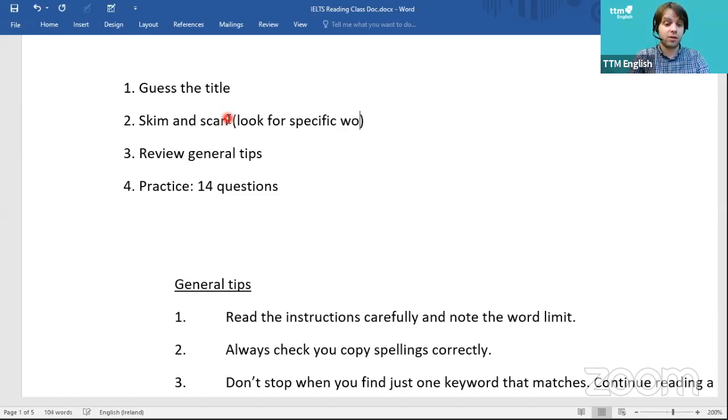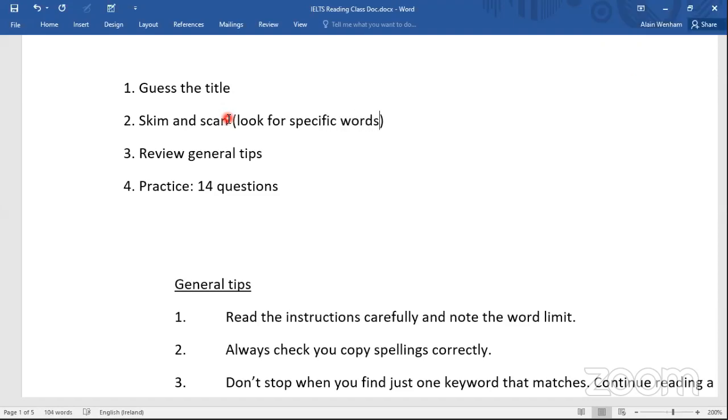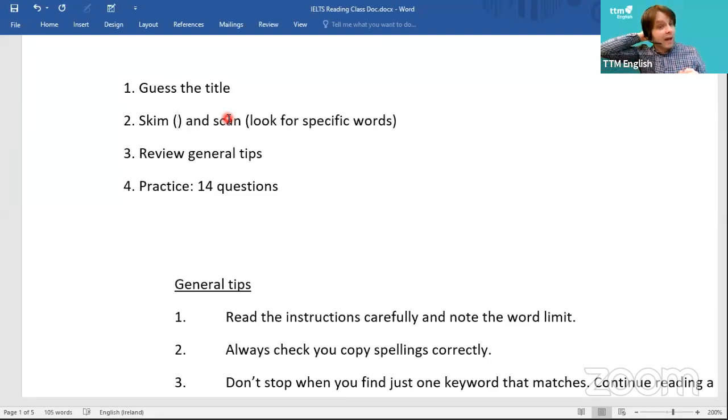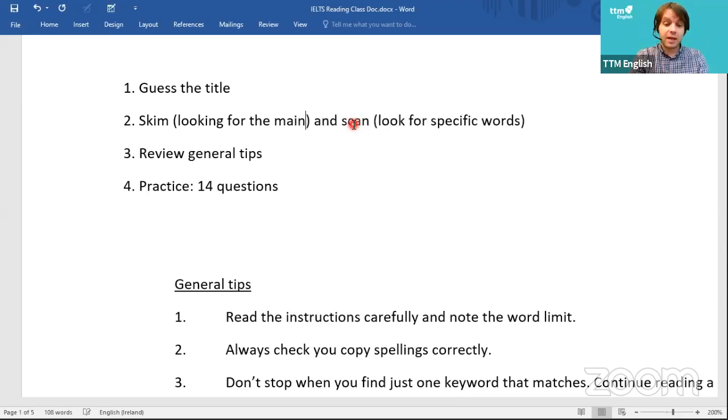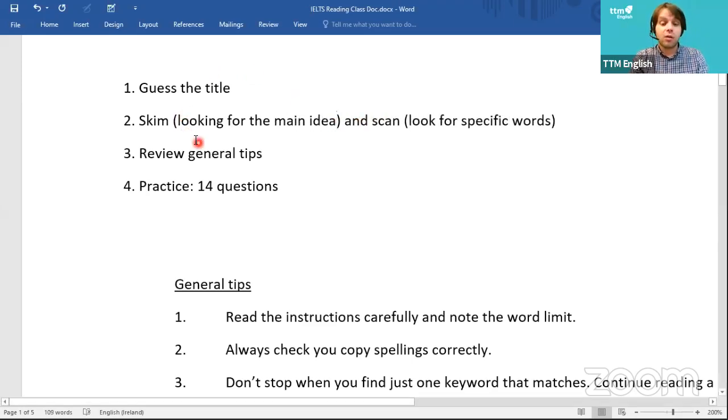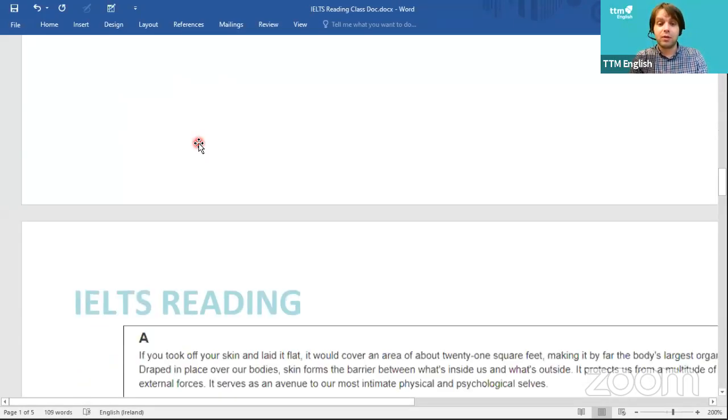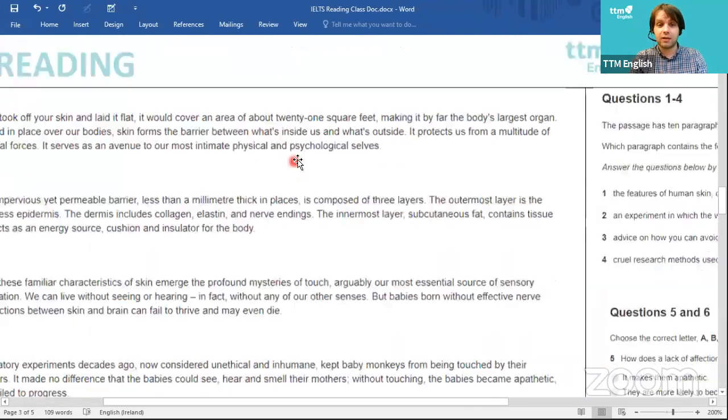Specific words. Yeah, and skim means removing something. It can mean that. There's another meaning of that. But what does skimming mean? It's kind of the opposite. In this sense, we're talking about the opposite. It is looking for the general idea, the main idea, right? So you already did a skim. You did it here. Well done.